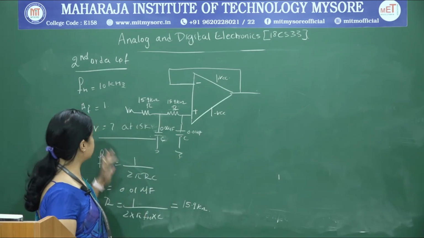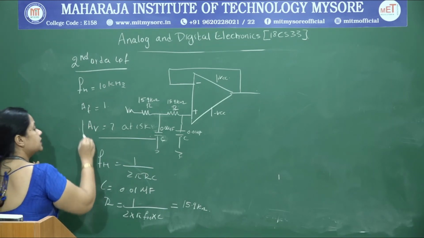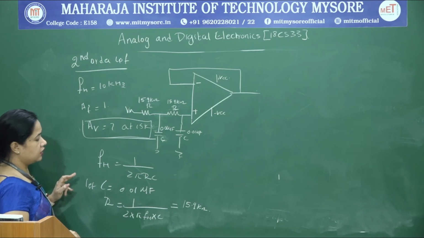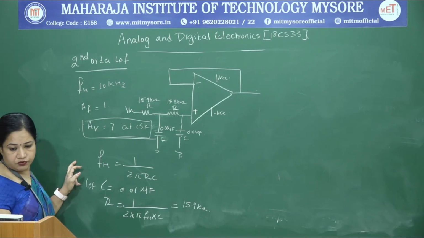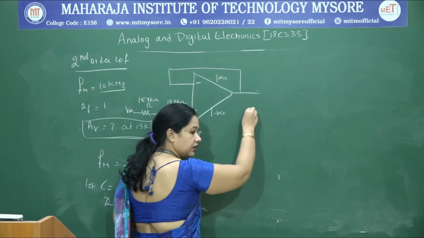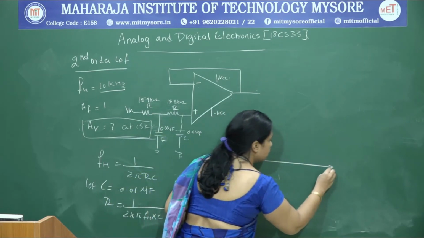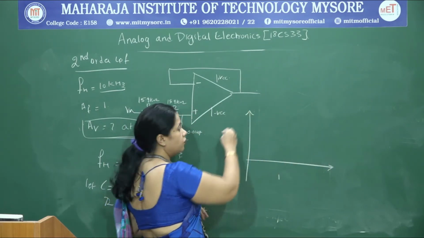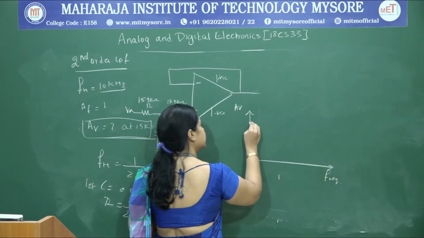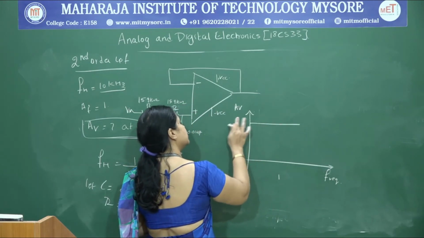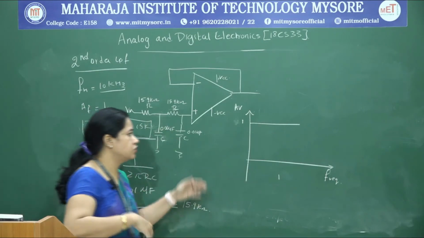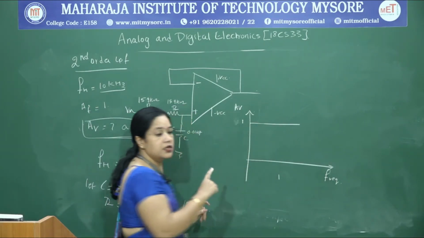Now, the second part of the question is, what is the voltage transfer ratio at 15 kilohertz? You have designed it for 10 kilohertz. So, if you draw a rough diagram of the frequency response, which is a plot of voltage gain versus frequency, you will see it has a maximum gain of 1, unity gain. There is no gain, the input is passed as it is at the output. So, the maximum gain is 1.